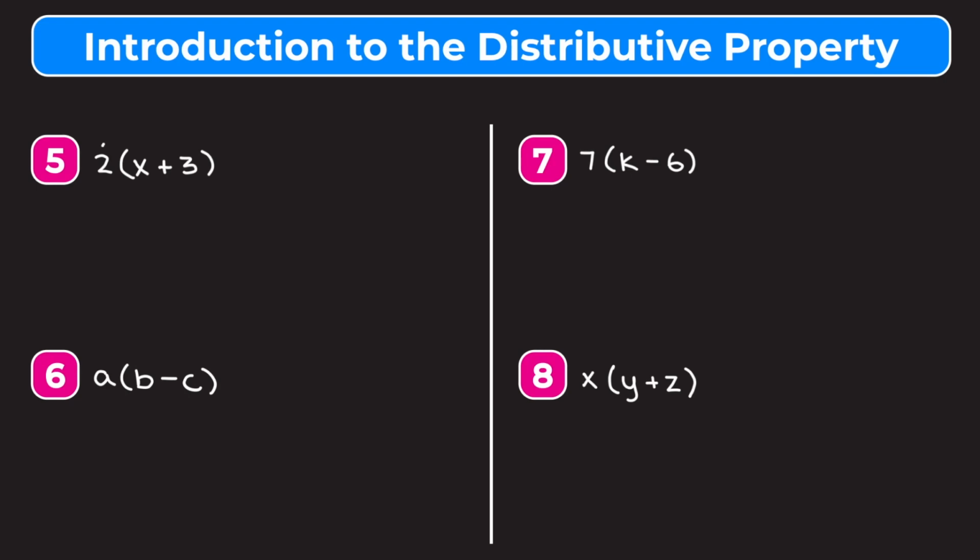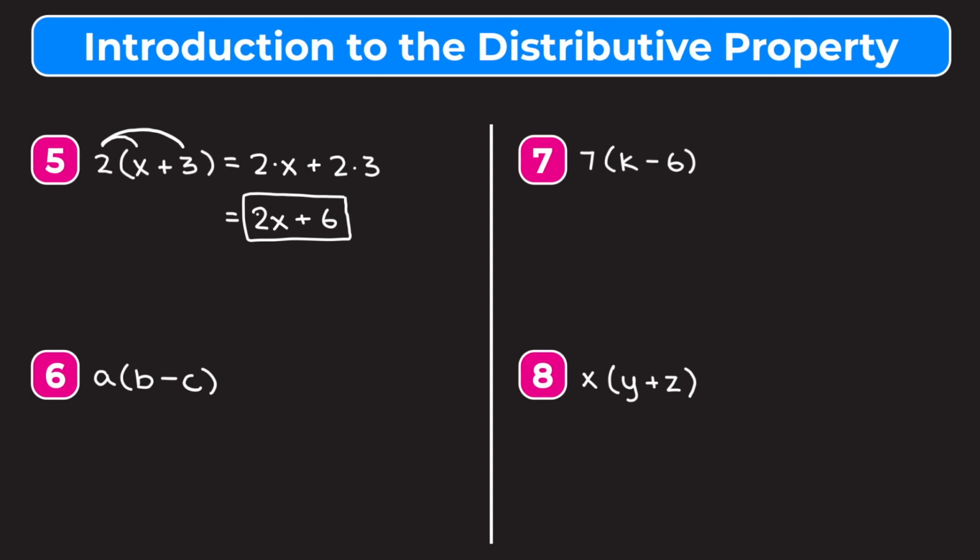So we're going to distribute this 2 in. We need to do 2 times x. And then we're going to add that to 2 times 3, so plus 2 times 3. And now we're going to simplify. 2 times x is just 2x. And 2 times 3 is 6. So we get 2x plus 6 as our simplified expression.